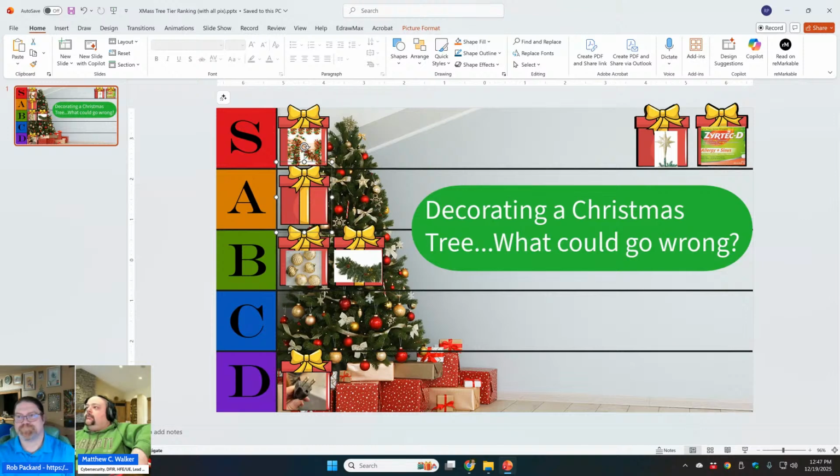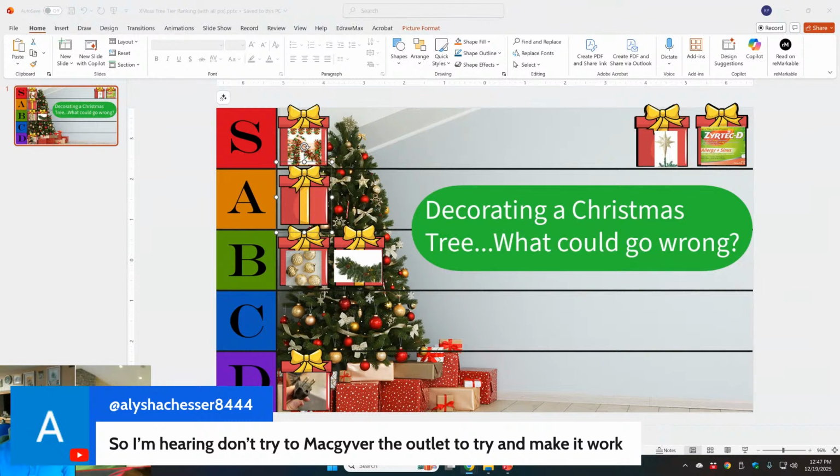Okay. We got a couple more comments. I see that Alicia is commenting, don't try to MacGyver the outlet to try and make it work. Yes. And don't overload your surge protectors, and don't plug in something that's going to pull more electricity than the cord is rated for.